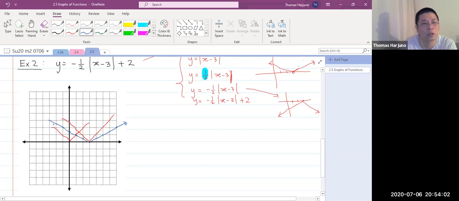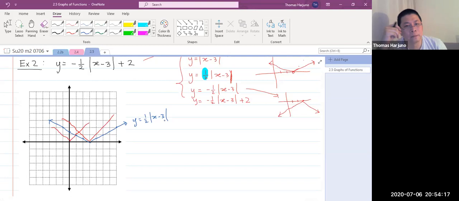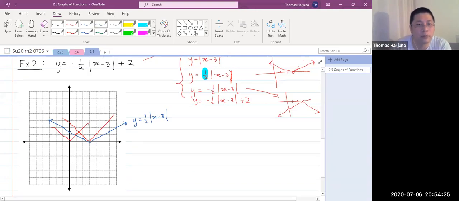Approximately, that's what it looks like for now. This blue one here is y equals 1/2 absolute x minus 3. We are not done yet, though. Next, we will flip that upside down. So this blue on the right-hand side here will become here, before I move it up 3 units. Oh no, in this case, I move it up 2 units.